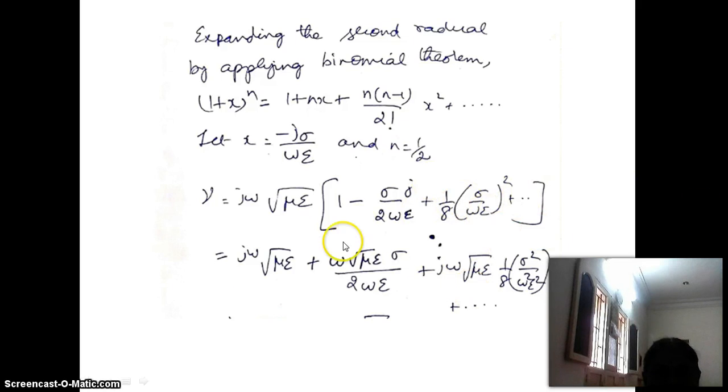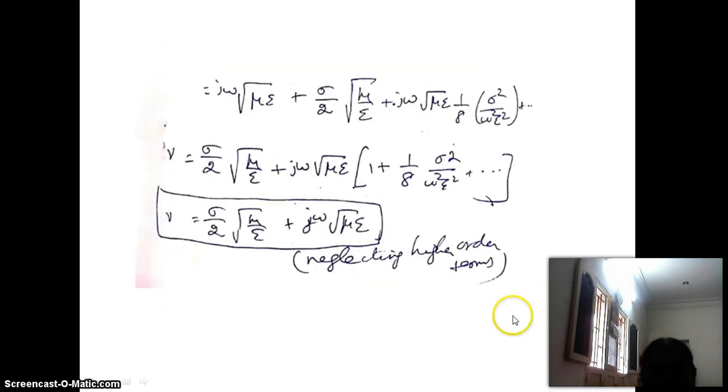Neglecting the higher order terms, we can write j omega root mu epsilon into 1 minus j sigma by 2 omega epsilon. When you multiply, j omega root mu epsilon plus, here minus j square, which is minus of minus, plus: omega root mu epsilon sigma by 2 omega epsilon. So, again you have j omega root mu epsilon plus sigma by 2 root mu by epsilon. Neglect the higher order terms. So, you have sigma by 2 root mu by epsilon plus j omega root of mu epsilon.